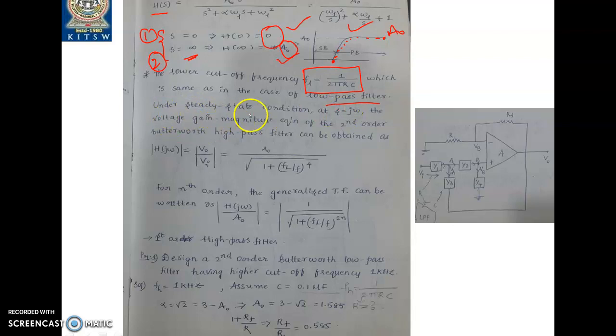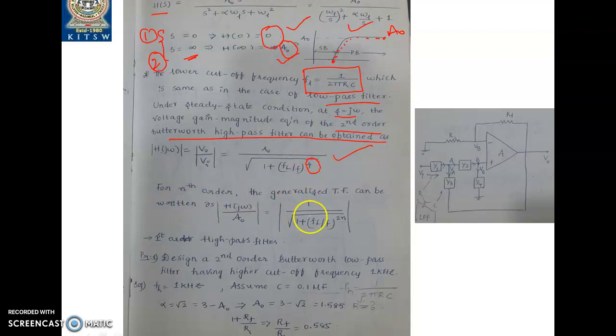Under steady state condition, as s equal to j omega, the voltage gain magnitude equation of the second order Butterworth high pass filter can be obtained. I clearly mentioned in the class also that all audio filters are Butterworth filters. So the second order Butterworth high pass filter can be obtained as A0 by square root of 1 plus (FL by F) whole to the power of 4. Please understand, this is the power 4.